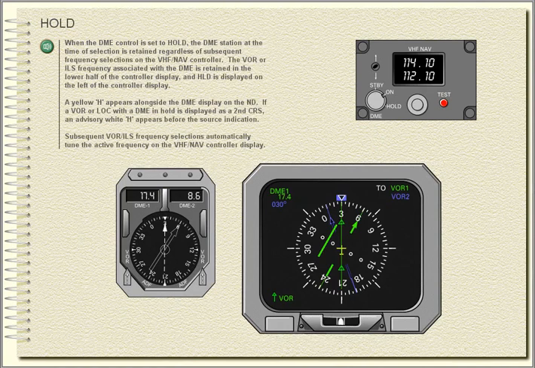Hold. When the DME control is set to hold, the DME station at the time of selection is retained, regardless of subsequent frequency selections on the VHF nav controller. The VOR or ILS frequency associated with the DME is retained in the lower half of the controller display, and hold is displayed on the left of the controller display.